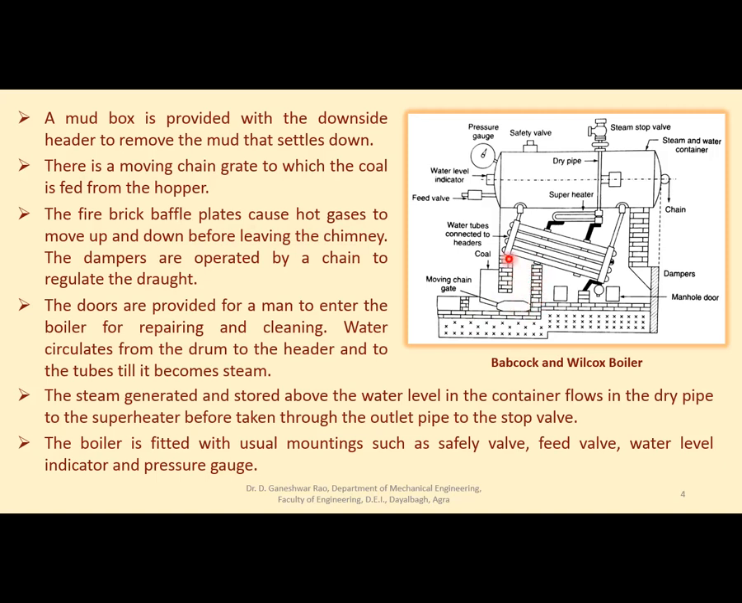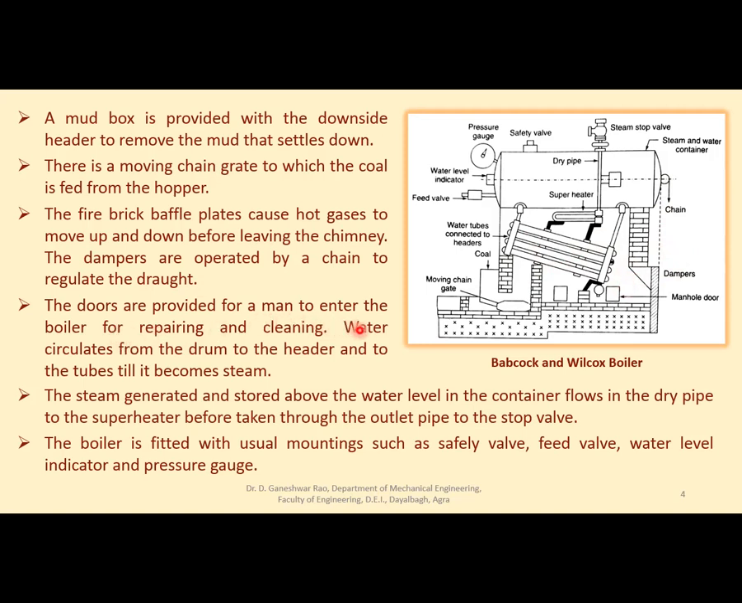These are the baffle plates, which are made of fire bricks to withstand very high temperature, and gases pass through these, then through this, then through this, like this, right? Dampers are operated by a chain to regulate the draught. Draught is the pressure difference between inside and outside, and there are dampers here. I explained this earlier also in the case of fire tube boilers. With the help of the chain, these dampers can be operated and regulated so that you can maintain the required pressure difference inside and outside for the proper flow of these gases.